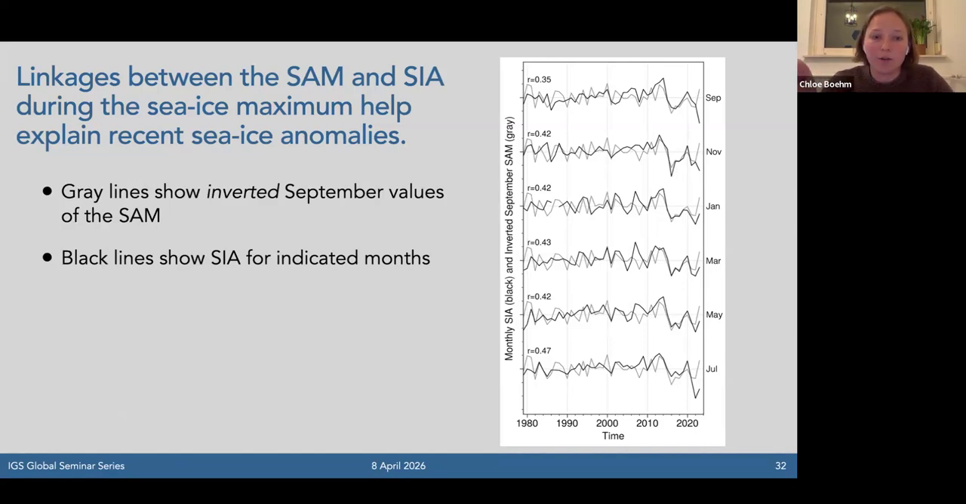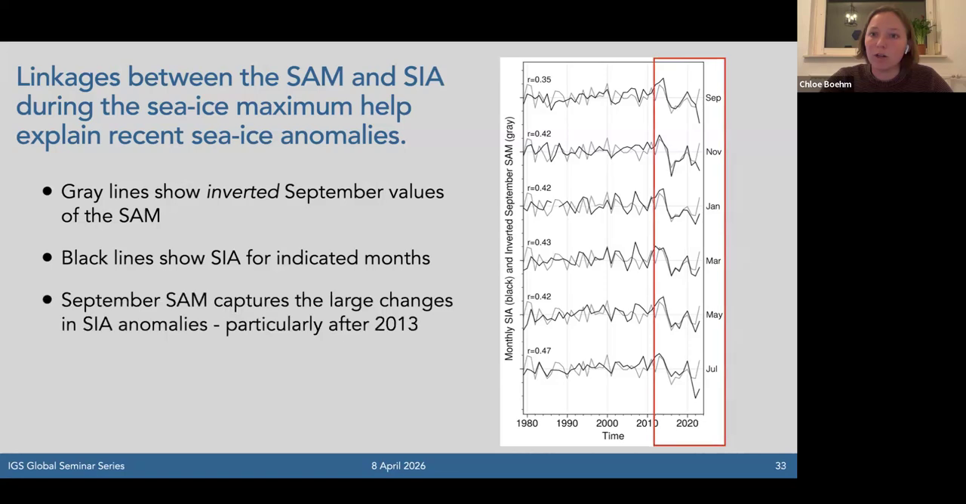The black lines are different for each month. They are a different month of sea ice area, with the months indicated on the right side of the plot. What we see, especially if we look at the last decade or so, is that these lines covary quite well together, and that the changes in sea ice are tracked with these large variations in the September SAM. This is true not only for September sea ice, but of course for later months of the year as well, which indicates to us that this relationship could be important for explaining some of these recent anomalies in Antarctic sea ice.